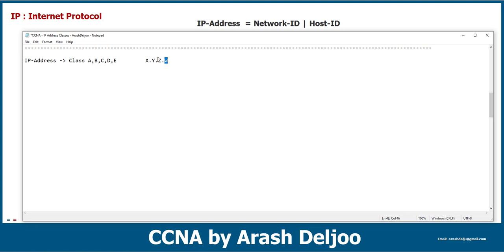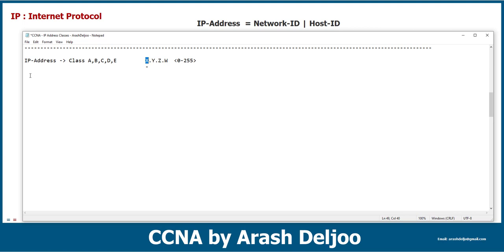The class of an IP address is only relevant to octet 1, the X. If you want to find the class of an IP address, you need to only think about the X, or octet 1. You know that each octet has a value between 0 and 255, and because of that, only octet 1 is relevant to the IP address classes.